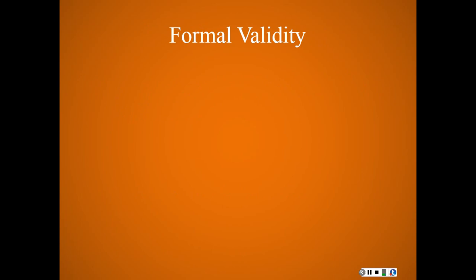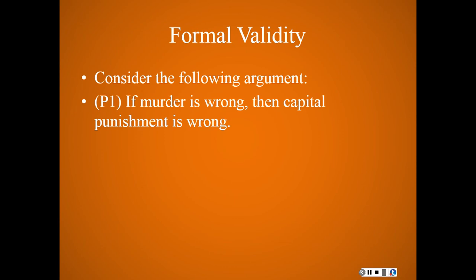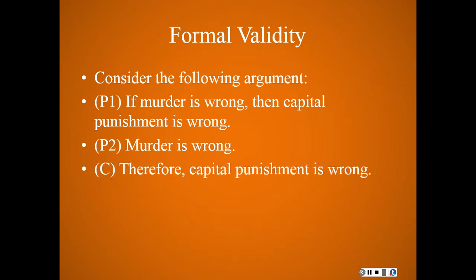And to help us to get an initial grip on what formal validity is, I want to look at an example of an argument, one that I might put up for discussion in an ethics class, that goes like this. First premise: if murder is wrong, then capital punishment is wrong. The thought behind this premise presumably being that capital punishment is itself a form of murder. Second premise: murder is wrong. Conclusion: therefore, capital punishment is wrong.